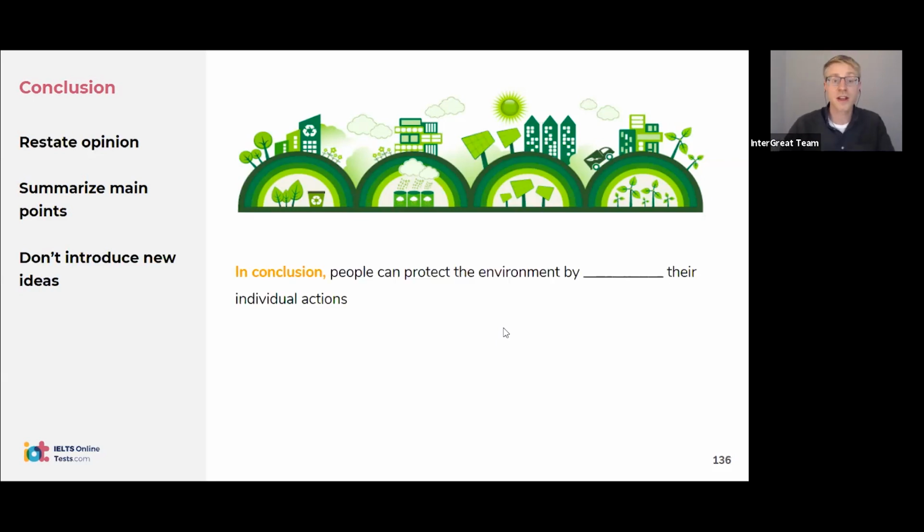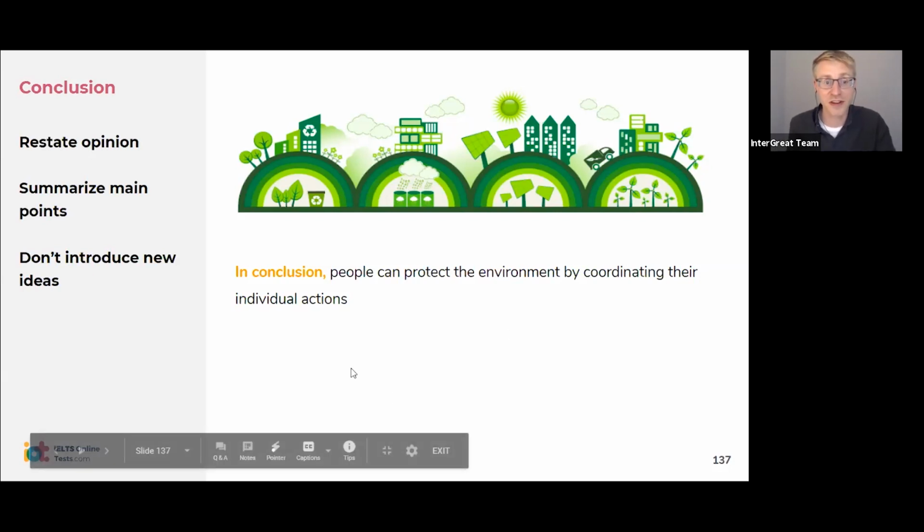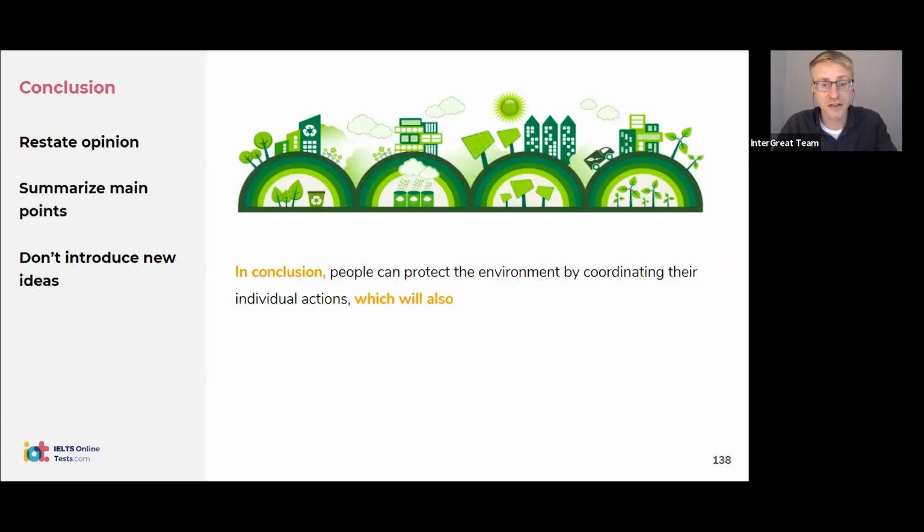So we can start with in conclusion. People can protect the environment by their individual actions. So I've paraphrased my main idea again, right? This is the main idea of my essay. If people work together, they can, exactly. In a nutshell is too colloquial, too informal. In conclusion, much better, right? And yes, Attila, the conclusion is the summary of your essay, okay? And my second point is that when people coordinate their actions, this will have a positive effect on governments and corporations, right? That's my thesis.